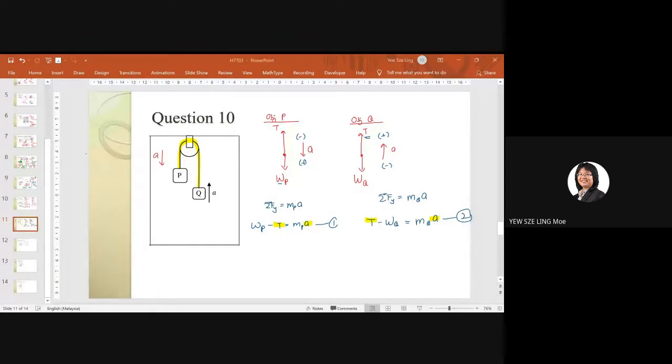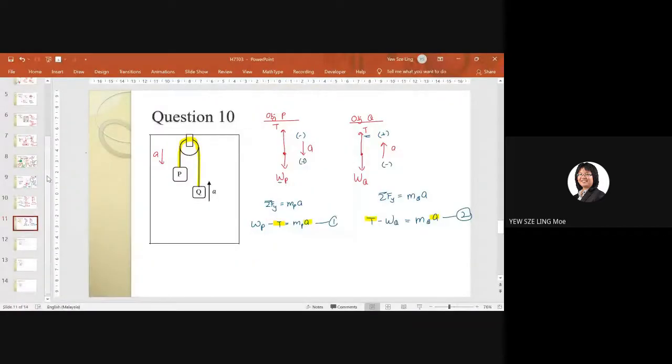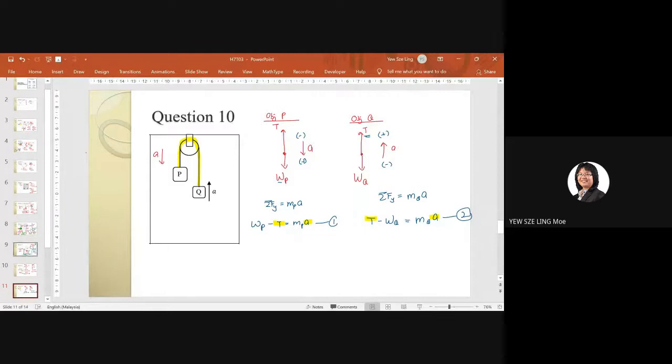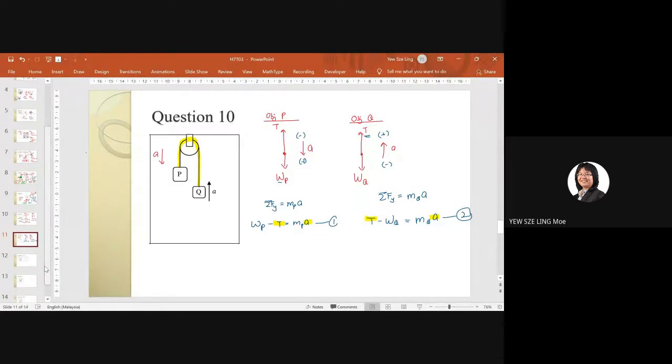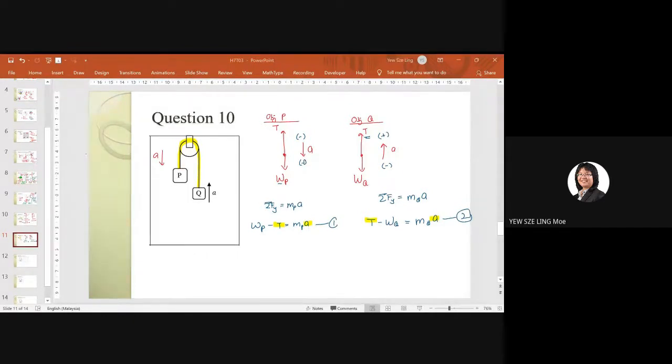So far, any questions regarding questions 1 until 10? We have seen 10 different types of free body diagrams today. The remaining questions I will leave for tomorrow. So far any questions? No questions? Too simple?